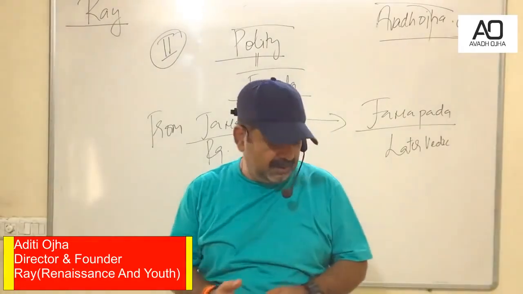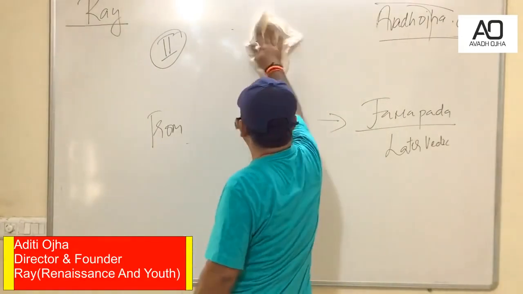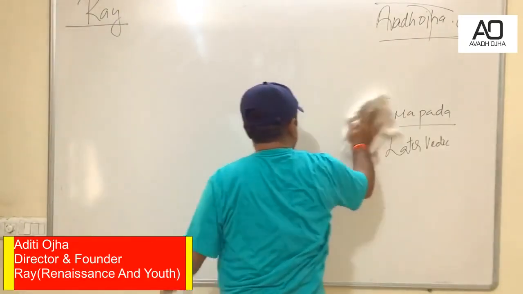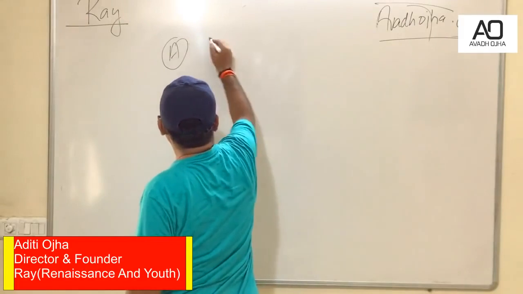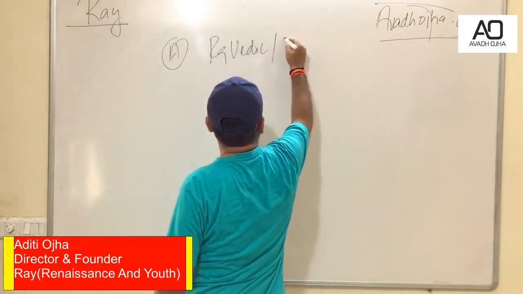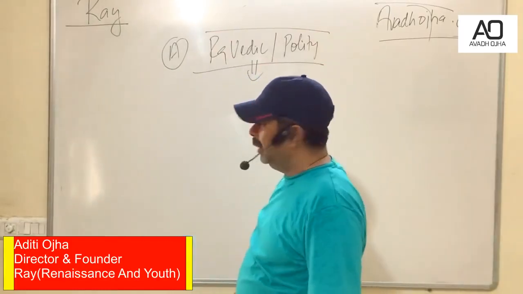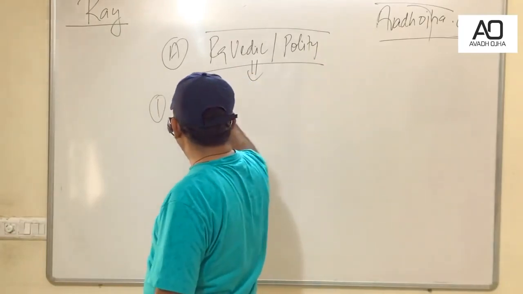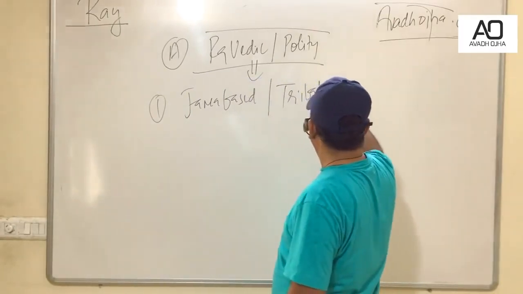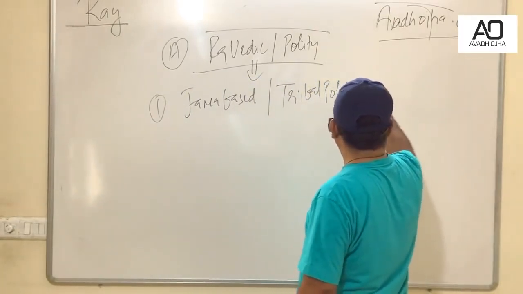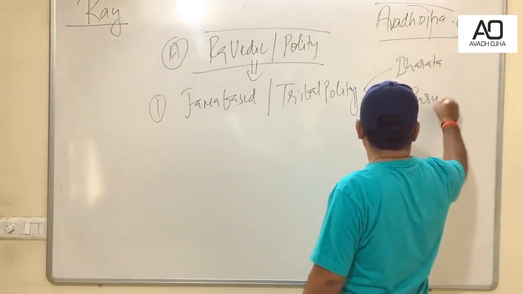So the first heading, Rigvedic polity. Jana based polity. Jana based means tribal polity. Presence of tribes: Bharata tribe, Puru tribe.